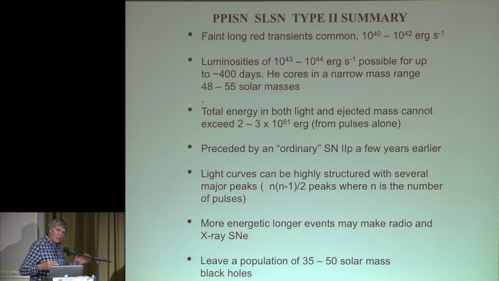In the longer events, the collisions can occur out at 10 to the 17 plus centimeters. That's more like a dense circumstellar medium than a shell collision. And so you could see bright X-ray and radio sources after a supernova from shell collisions that weren't accompanied by a lot of optical emission.